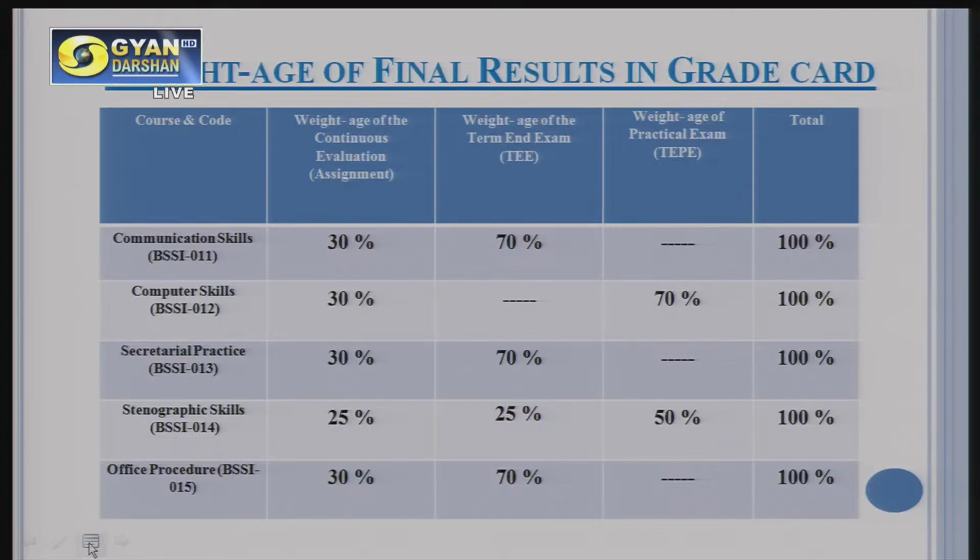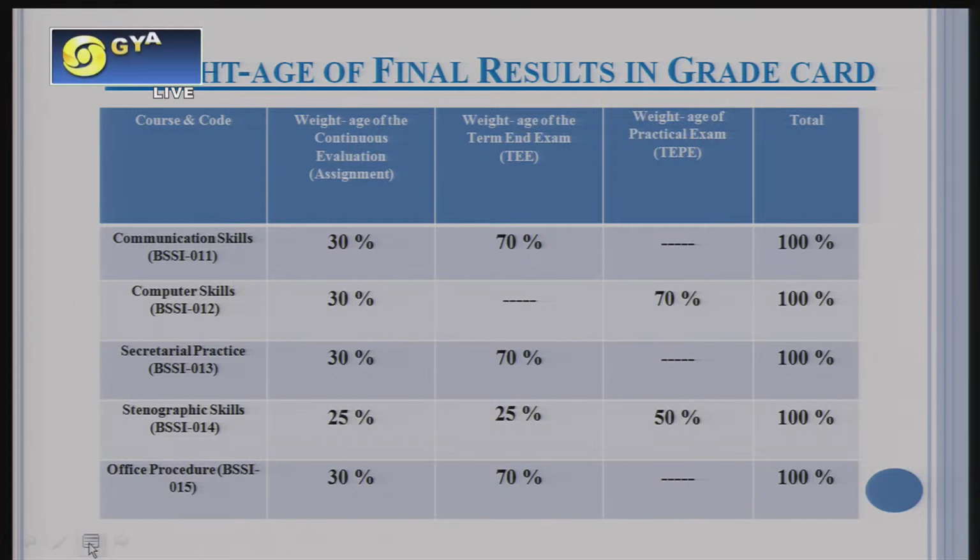Then the fourth course, which is on stenographic skills, we can see that all the 3 components, whether it is assignment, term-end examination theory, or term-end practical examination, all the components are reflected and all of them have a weightage. Assignment has a weightage of 25%, your term-end examination theory has a weightage of 25%, and your practical examination has a weightage of 50%. And the last course, which is on office procedures, has a weightage of assignment of 30% and 70% weightage is on your theory papers.